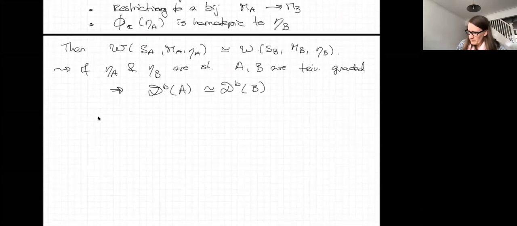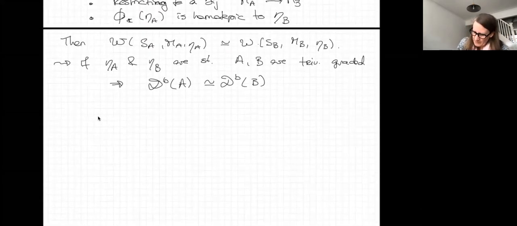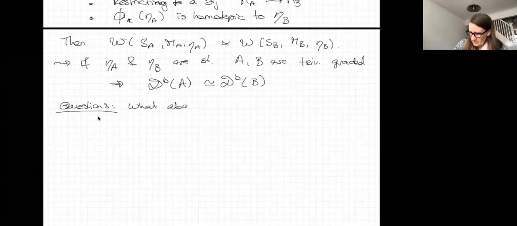Okay, so this leaves the questions. What about the converse? And then, of course, this construction is just for gentle algebras of finite global dimension. So we also can ask, what about infinite global dimension?